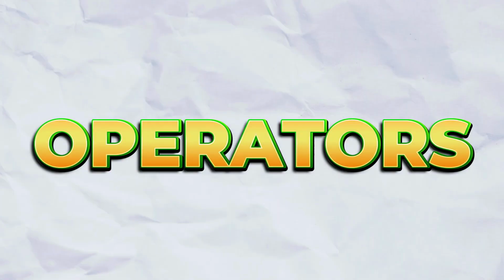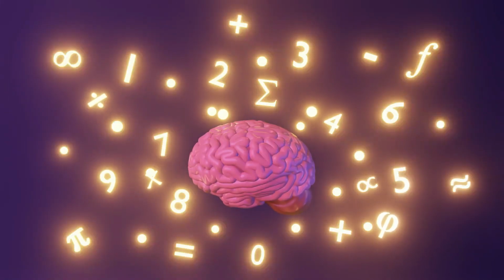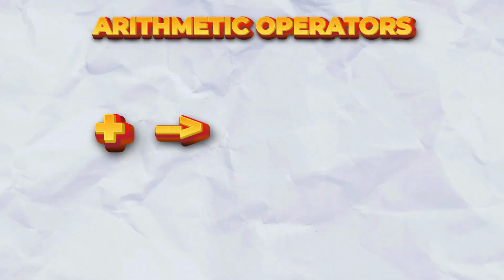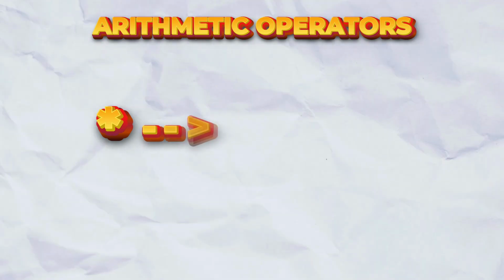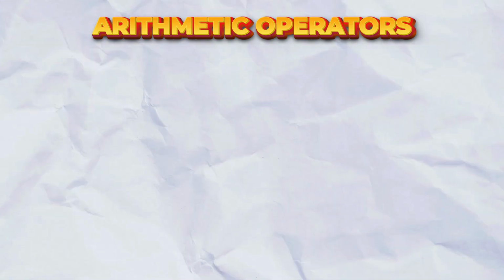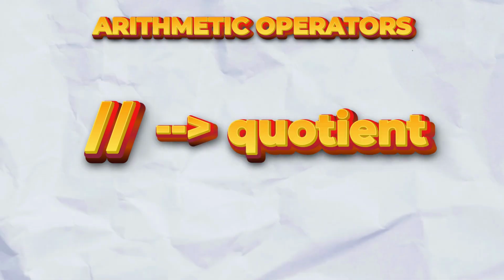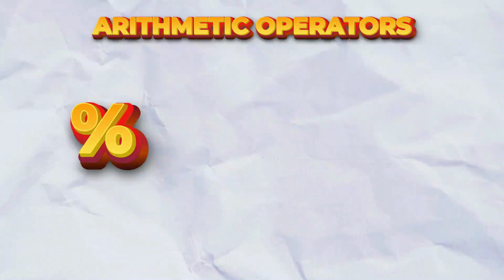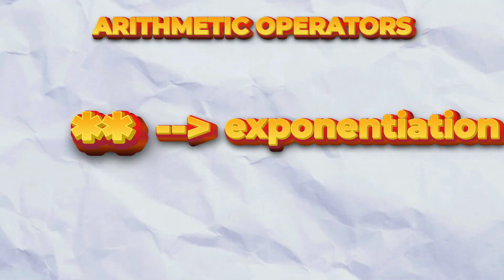Operators. Now let's move to the operators section. Operators are of 4 types. You only need to know about 4 types now. The first type of operators is called arithmetic operators. They are used for basic math operations. Plus is used for addition. Minus is used for subtraction. Asterisk is used for multiplication. Forward slash is used for division. Double forward slash is used for getting the quotient. Percentage is used as modulus. Double asterisk is used for exponentiation.